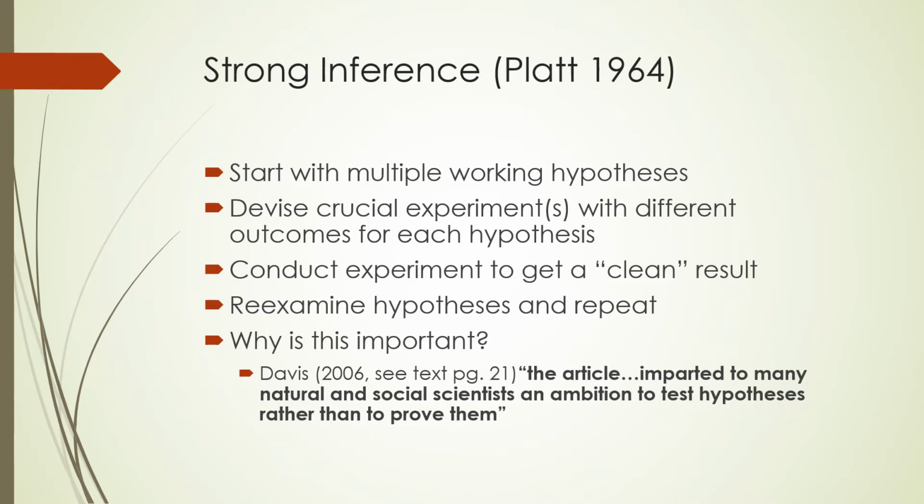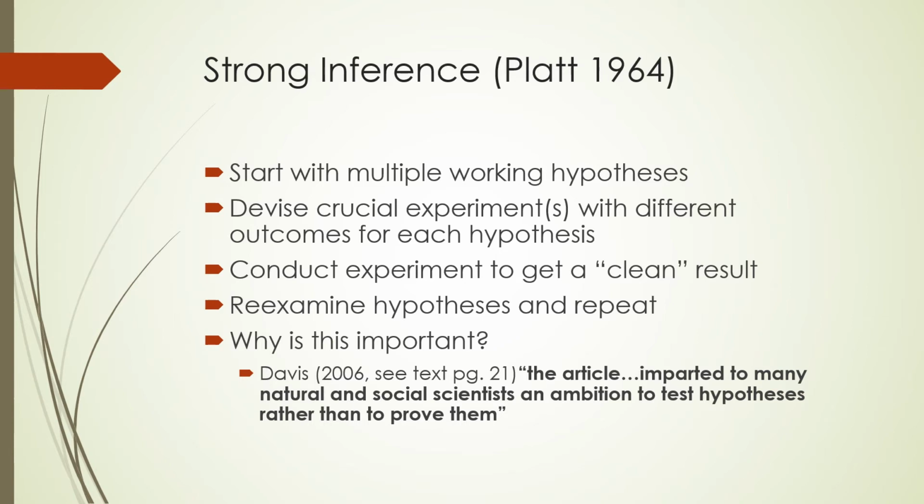But I think the key things that Platt put forward in his paper about strong inference is, first of all, starting with multiple working hypotheses. Secondly, devising crucial experiments with different outcomes for each hypothesis that you can use to test the predictions of those hypotheses. Conduct the experiment to get a clean result, and that often is more difficult than it might seem. Re-examine the hypotheses and then repeat. And he refers to it as kind of an example of climbing the limbs of a tree, and there's one limb or branch that's going to be the right answer to the question that you're addressing, and what you want to do is try to choose which of those branches to take in order to lead you to the correct result.